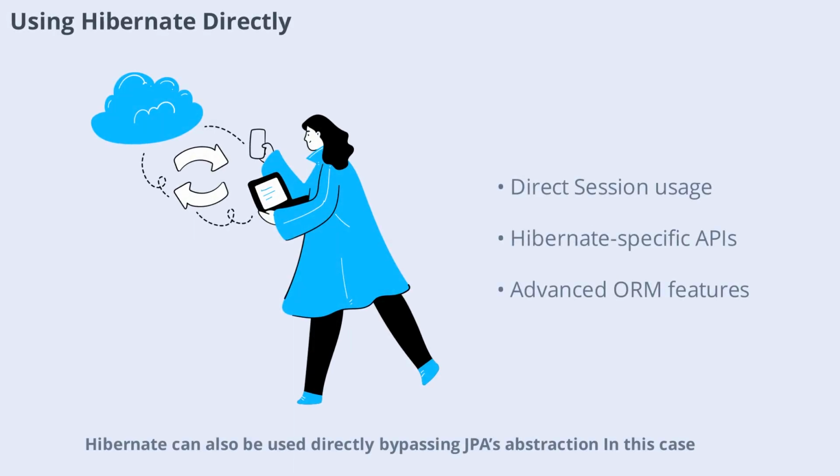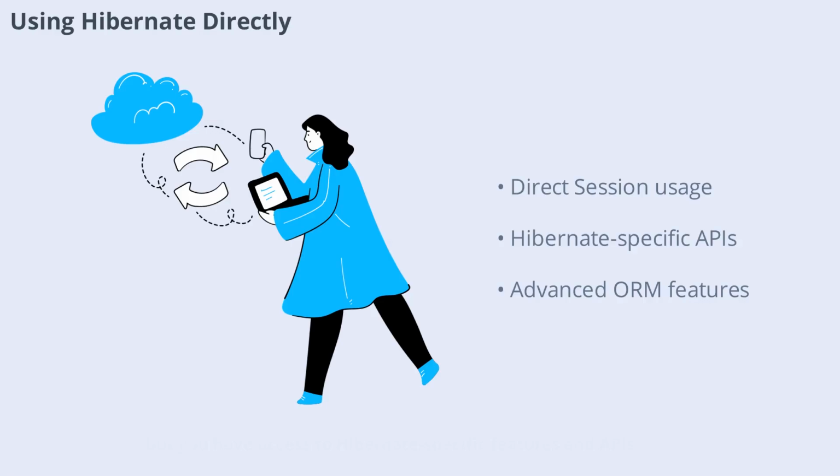Hibernate can also be used directly, bypassing JPA's abstraction. In this case, you work with Hibernate session and transaction objects. This approach is similar to using JPA directly, but you have access to Hibernate-specific features and APIs. It's a good choice when you need advanced ORM capabilities or want to leverage Hibernate's unique features.